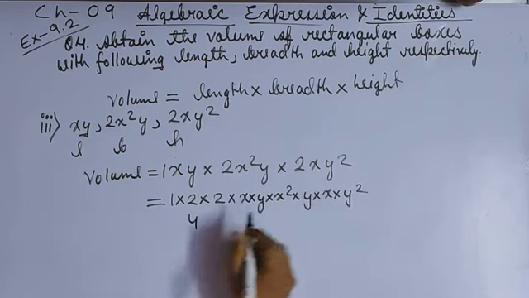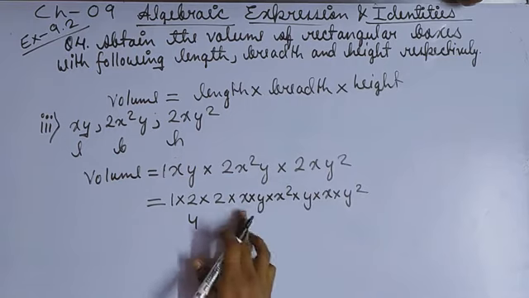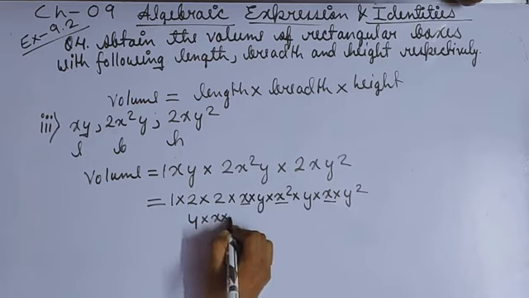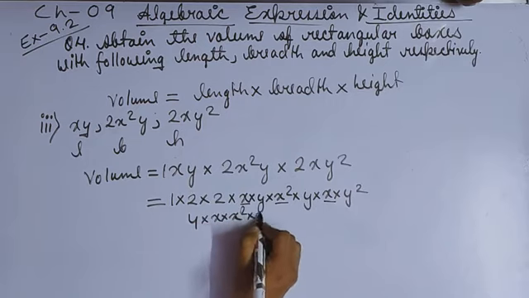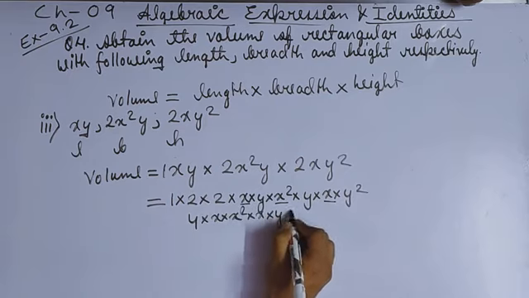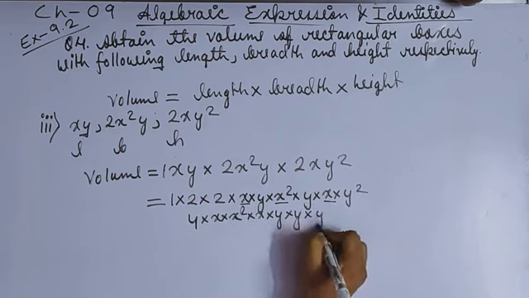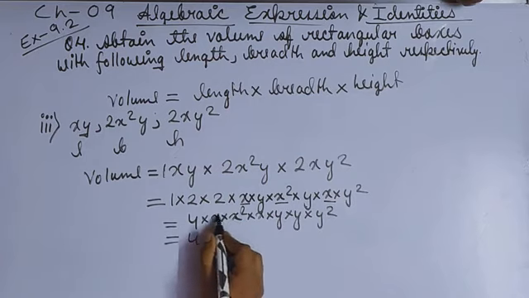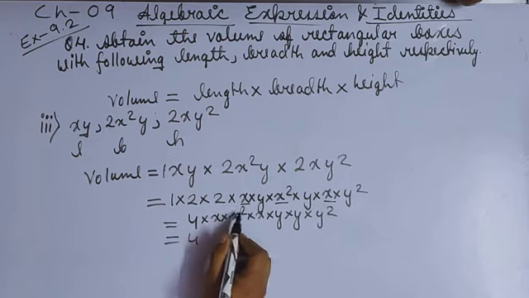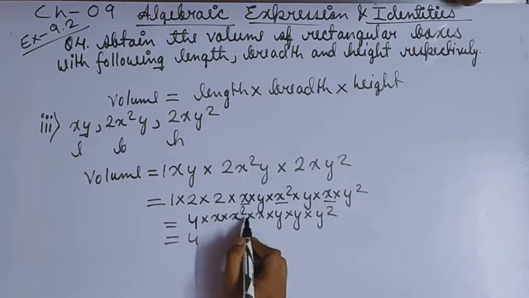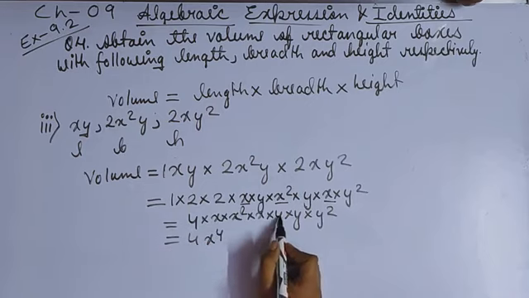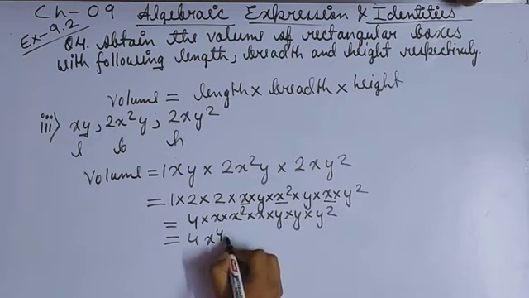So now what we will do, we will take all those variables which are same. So this is x, x, x. So this will be x multiply x square multiply x, then y, y, and then y square. So this is coming 4, then x multiply x square is what, 2 plus 1, that is 3, then x to the power 3 multiply x will be x to the power 4. So this is 4 x to the power 4. Then here also y to the power 1, y to the power 1, then y to the power 2 is there. So 1 plus 1 is your 2, 2 plus 2 is your 4. So this will be y to the power 4.